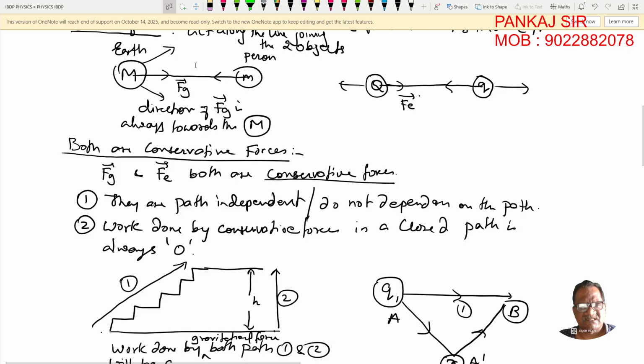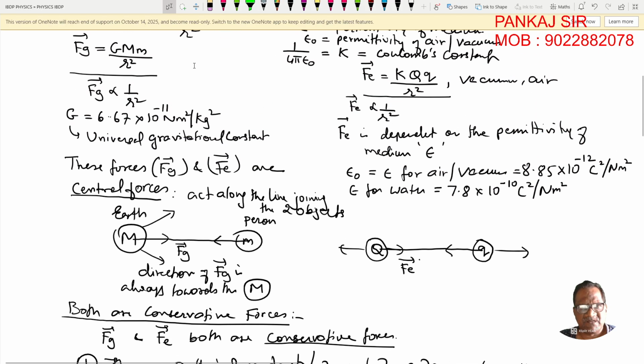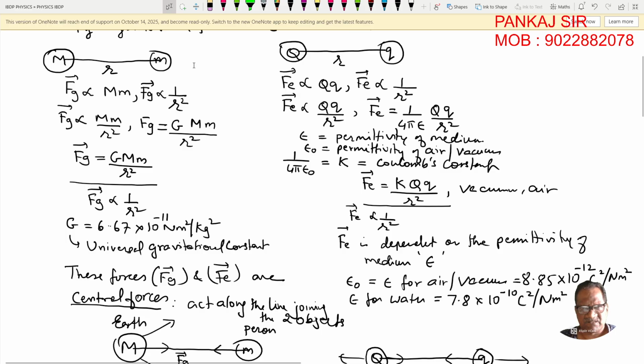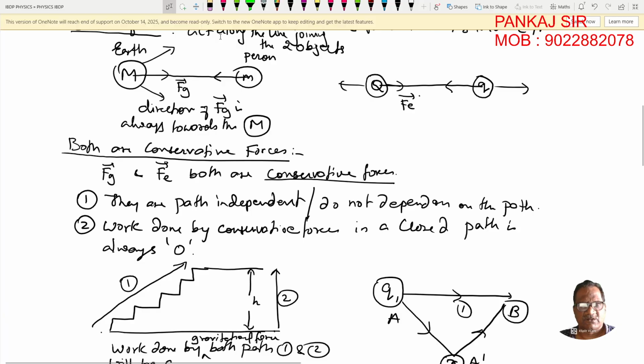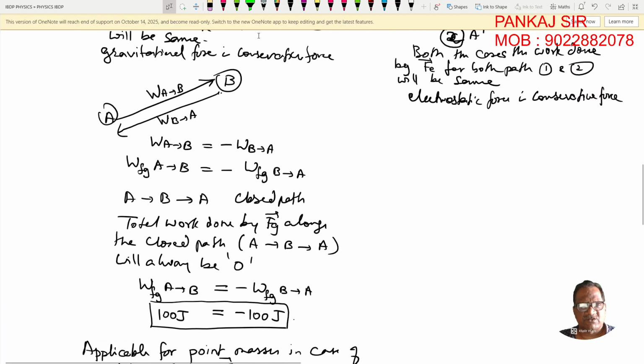In the next video, that is part 2, I am going to deal with some numericals based on both the forces, that is the gravitational force as well as the electrostatic force. Only the numericals related to the force concept. And let us see how we can handle those numericals on the basis of whatever we have studied in this particular video, the concept about the two forces. So that's all for today.